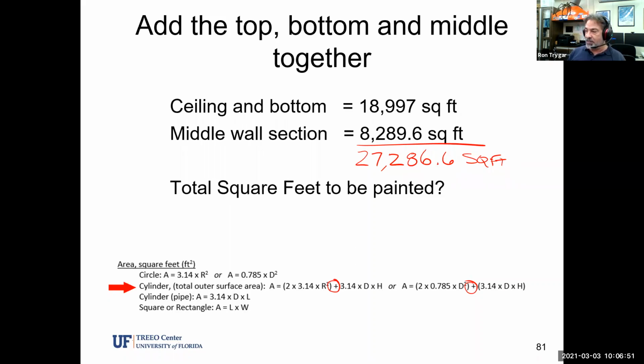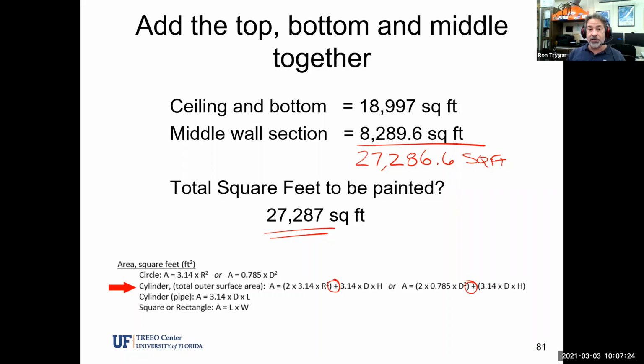So I came up with 27,286.6 square feet total to be painted. And let's see what we have for an answer. There we go. So it looks like we rounded just a little bit here and rounded up. At the very end, we rounded up. Now, I'm showing you this rounded up version, and we didn't do any rounding until the very end, so that we kept the numbers as intact as we could be at the end. So it's okay to kind of round at the end of a long calculation rather than in the beginning.